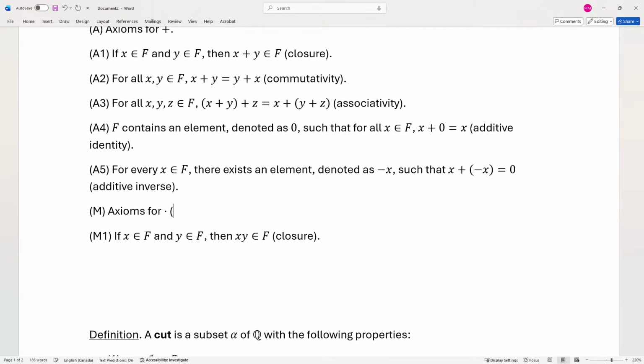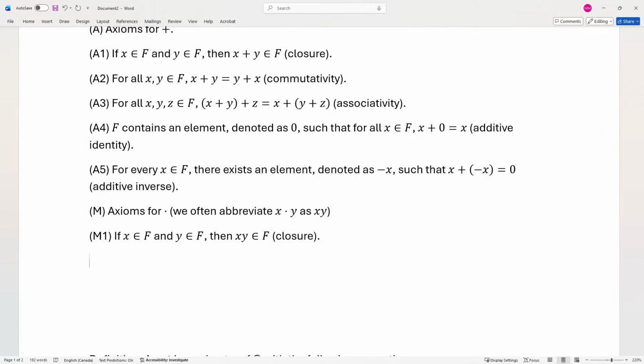We often abbreviate x times y as simply xy, just like in elementary algebra. All right. So this is the first property, we want closure. So we need to show that the multiplication we just defined is still a cut.